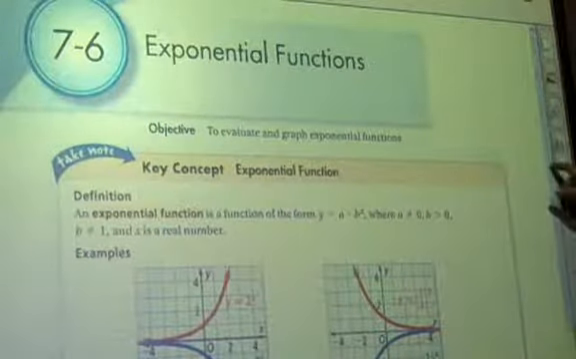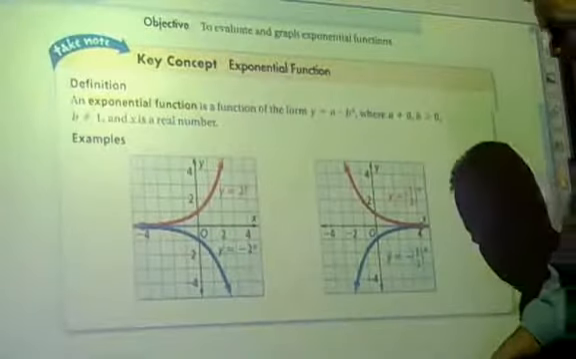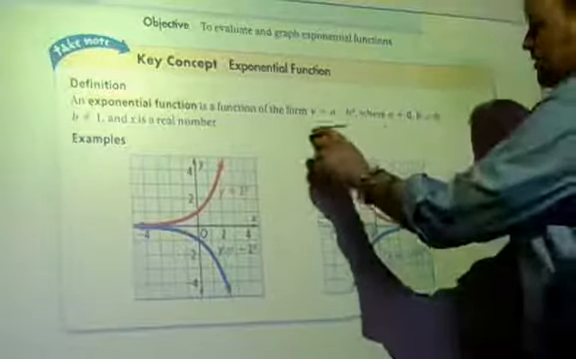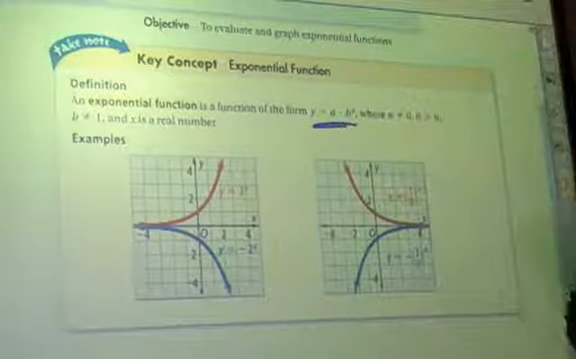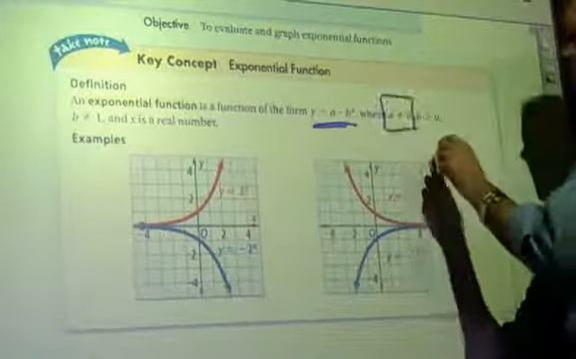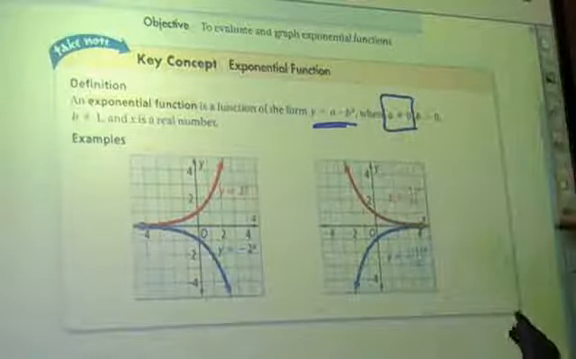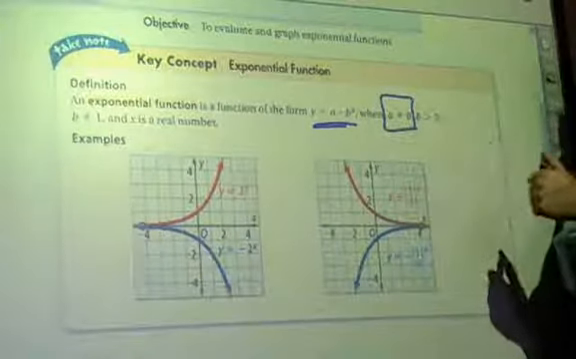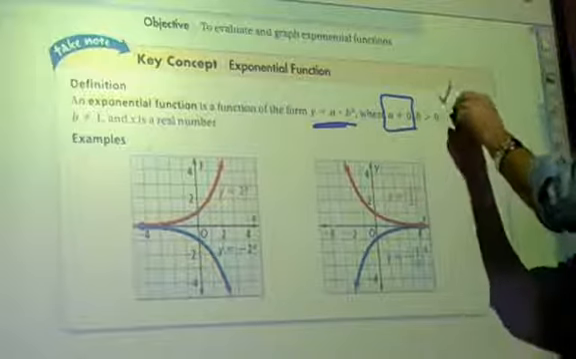Alright, so a key concept, and this is what we're talking about, exponential functions. Okay, so we're talking about a times b, and b is to the x power. A cannot equal 0, because we know anything to the 0 power is 0. B has to be greater than 0, so that means no negatives, right?